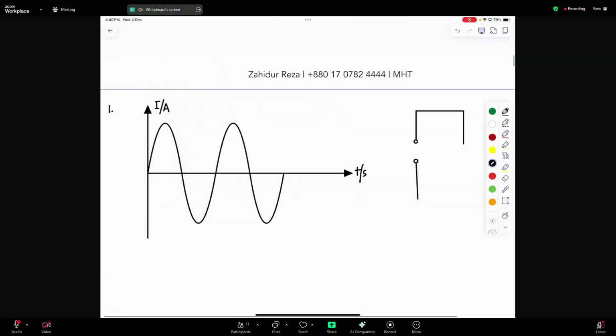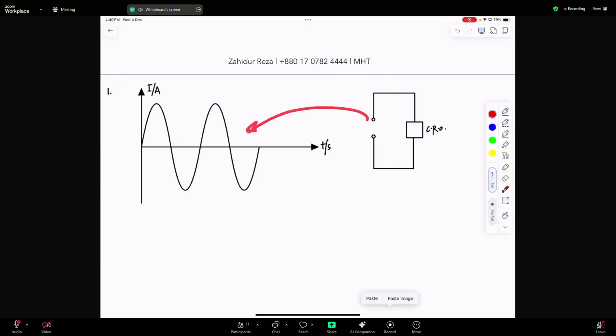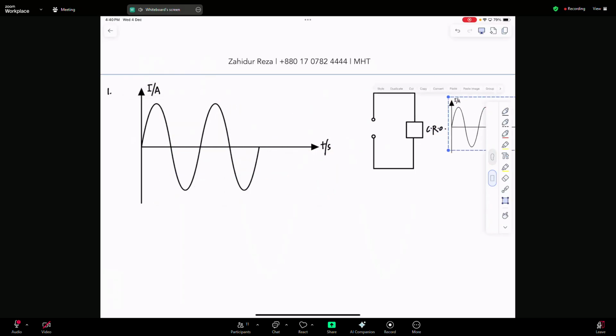So that is where the AC supply comes from. Now what we need to do here is set this up and try a component. So if I place a CRO here, cathode ray oscilloscope, the output is going to look like this. Do you agree? Okay, so I'll just take this and put it on the side here to show that the CRO is going to give you this right now.